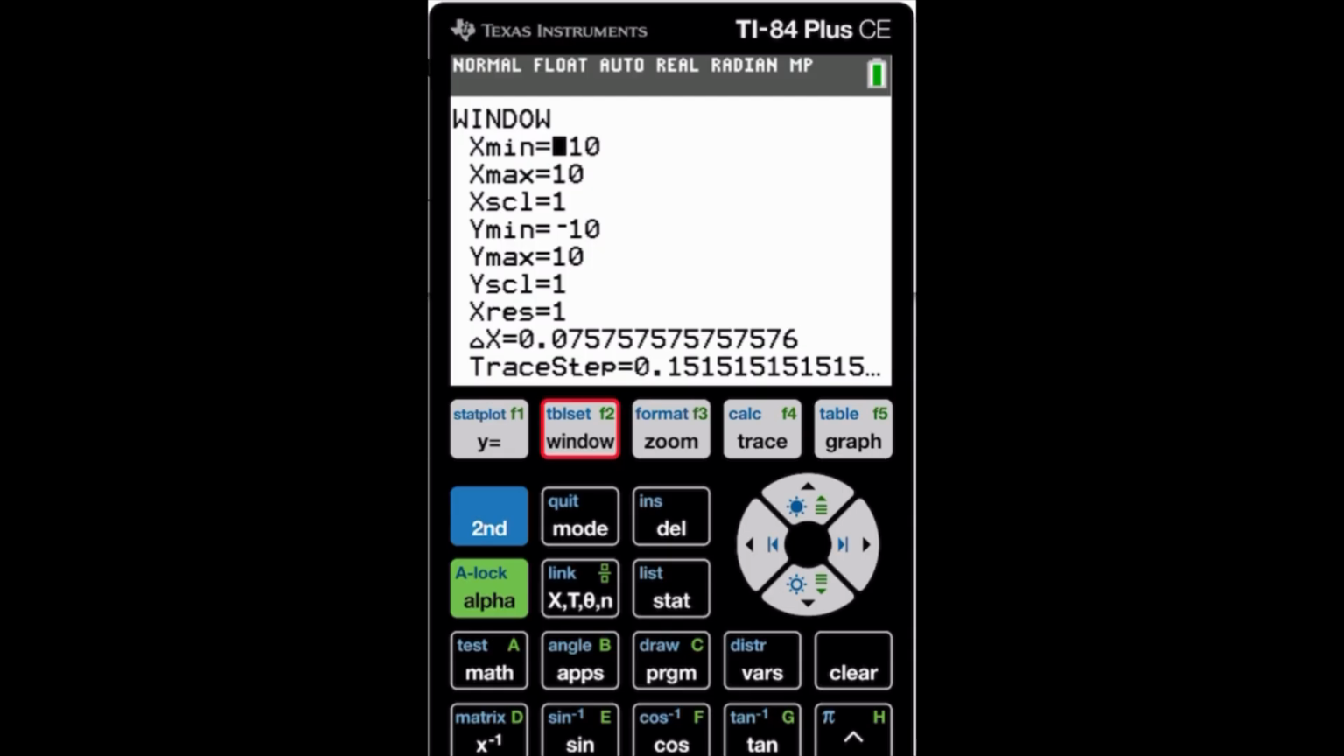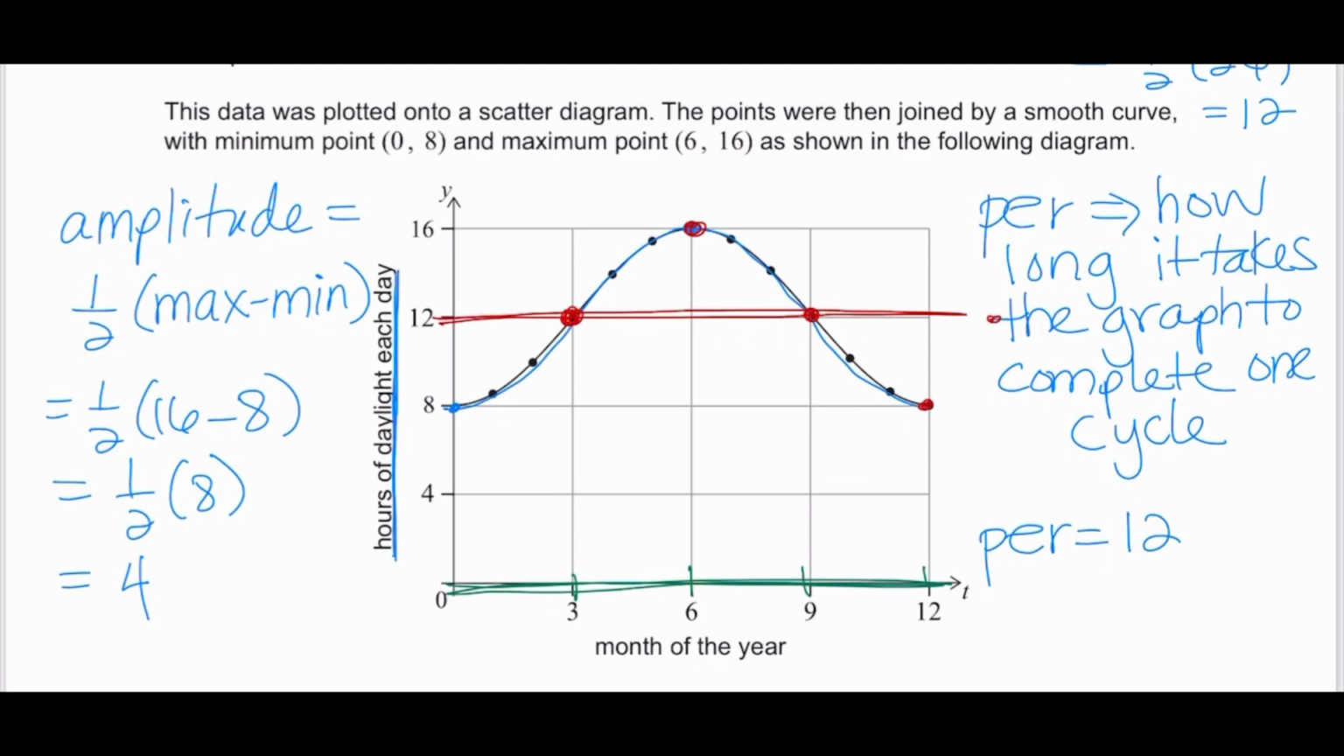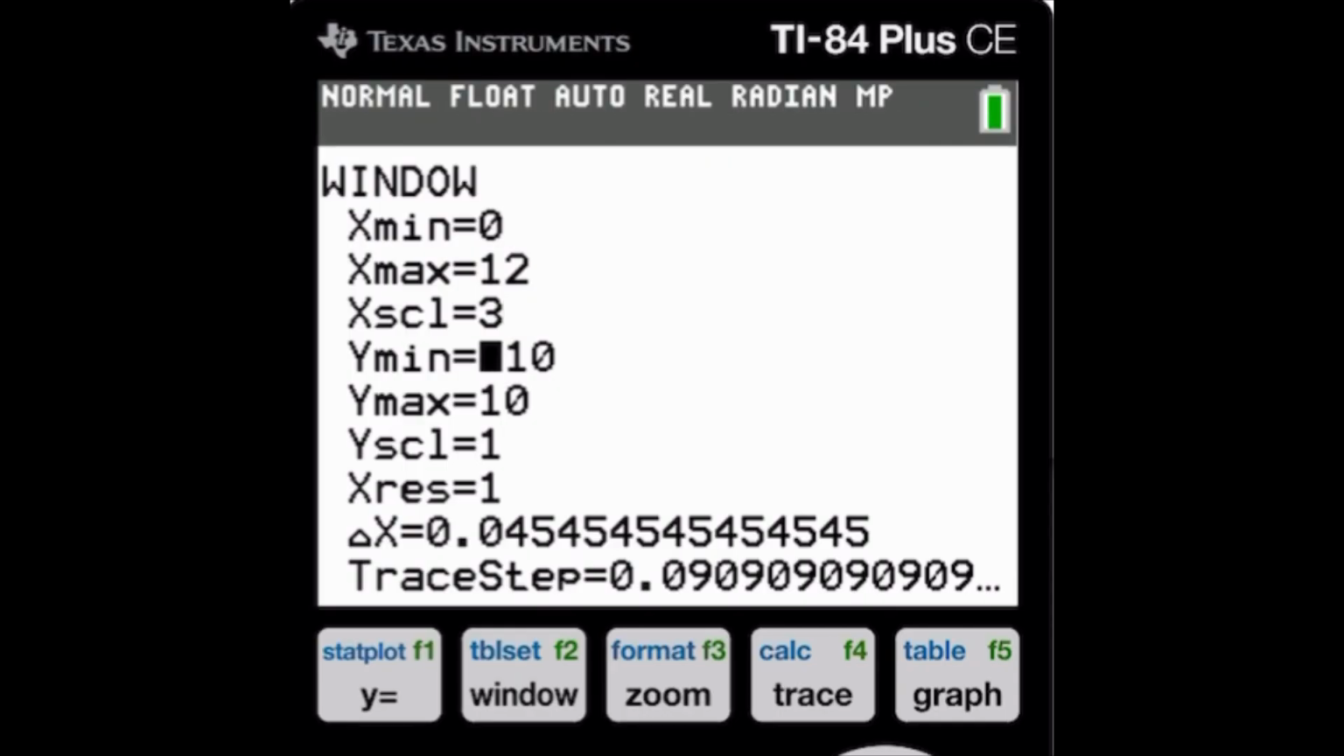Go to the graph. You're going to make your x minimum 0. You're going to make your x max 12. Your x scale is going to be 3, because it's showing me from 0 to 12 and it's going by increments of 3. When I go back to the graph for the y-axis, I'm going to see that I'm going from 0 to 16 and it's going in increments of 4. So I'm going to do the same thing on my graph. I'm going to make my y minimum 0, my y maximum 16, and my y scale 4.